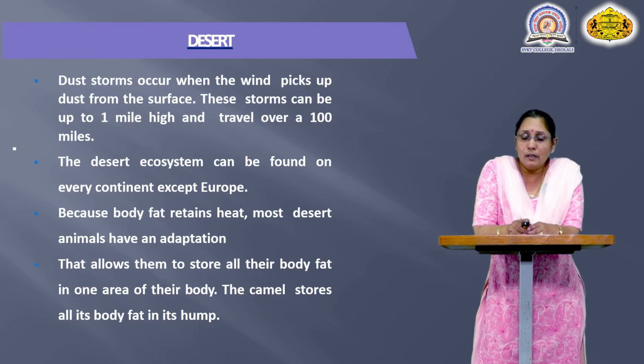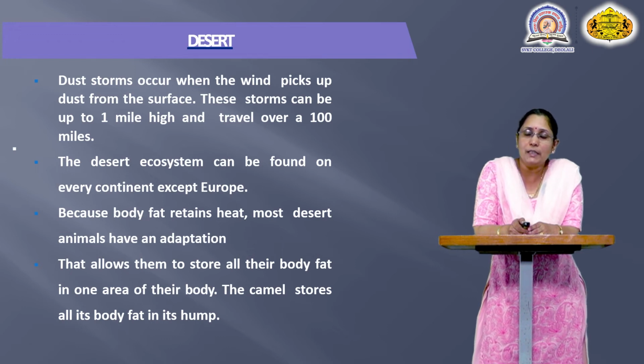That adaptation allows them to store all their body fat in one area of their body, and one good example is the camel. Camels store all their body fat in their hump, right? Everybody might have seen a camel, a mammal with a particular curvature on its back, which we call a hump.